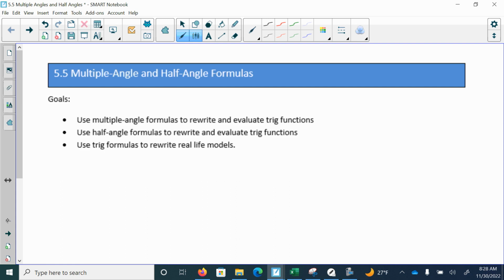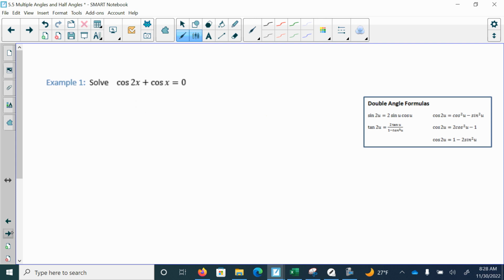So we are going to do the half angle formulas, the double angle formulas, and we are going to rewrite and solve real life problems. So let's look at these. Example number 1 is asking us to solve an equation. And remember, there's two types of solutions. One is for all solutions, and one is in an interval from 0 to 2 pi. This one doesn't tell me which one it wants, so we're going to assume it wants all solutions.